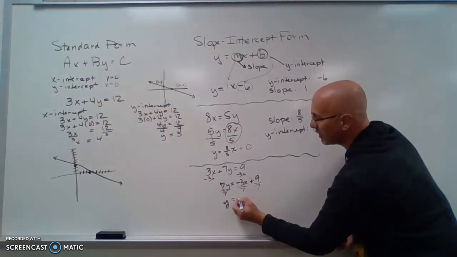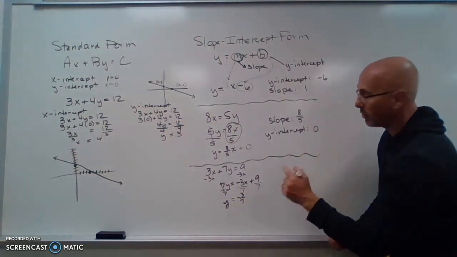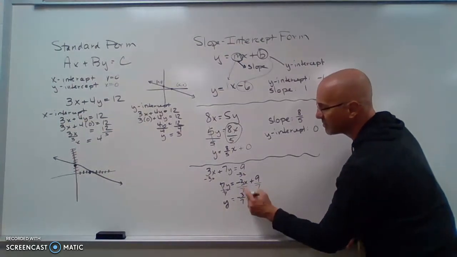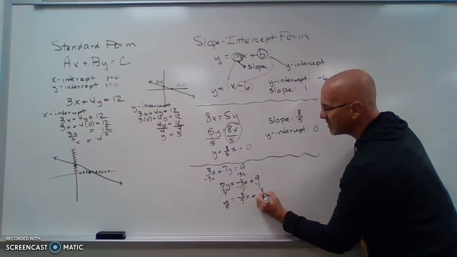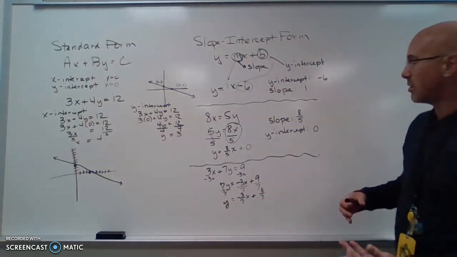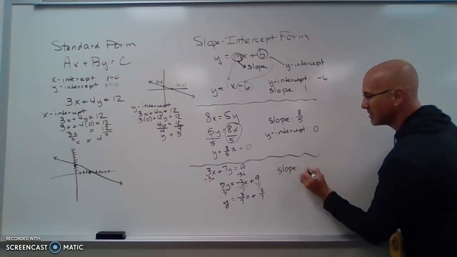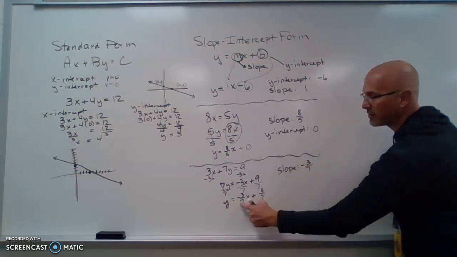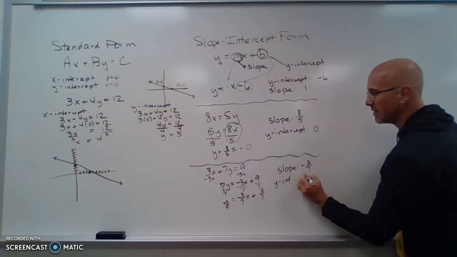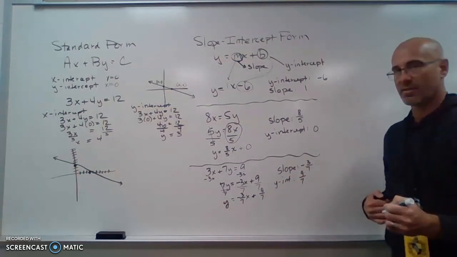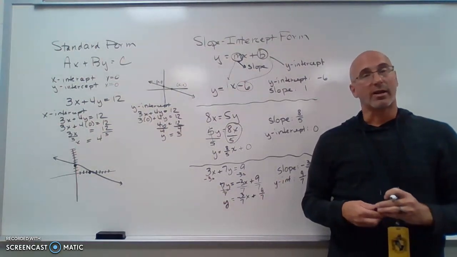Remember what we did over here. We changed this. We pulled that fraction out to be a coefficient. Negative 3/7. Don't forget that negative sign. And then we have plus 9/7. That's a constant. That is our b. So our slope is negative 3/7. Our y-intercept is 9/7. That is our introduction to slope and our x and y intercepts.